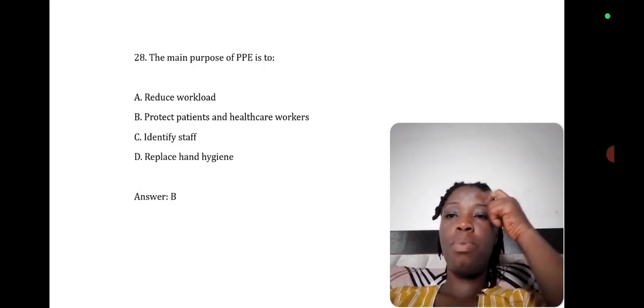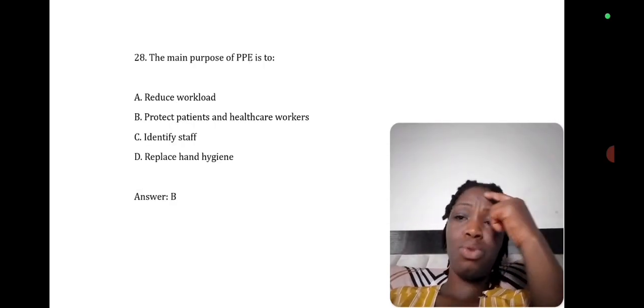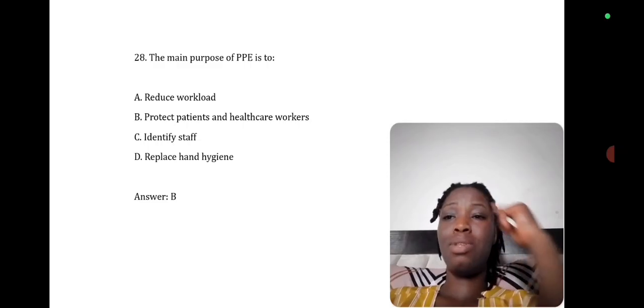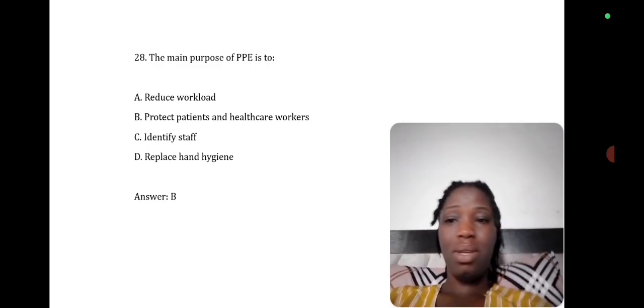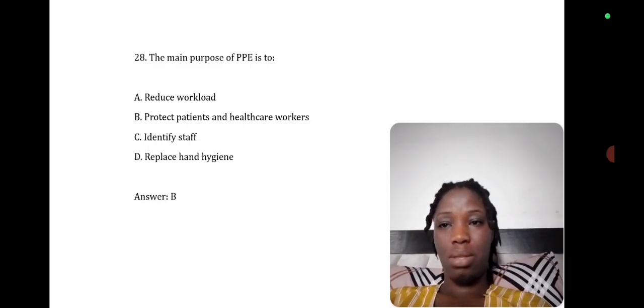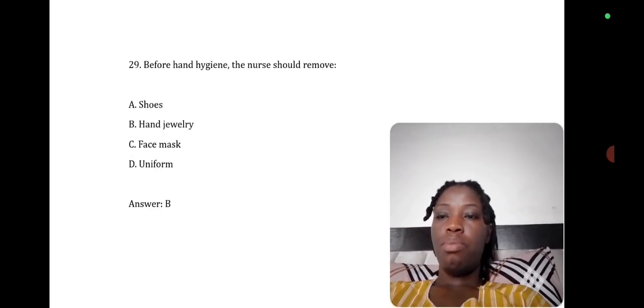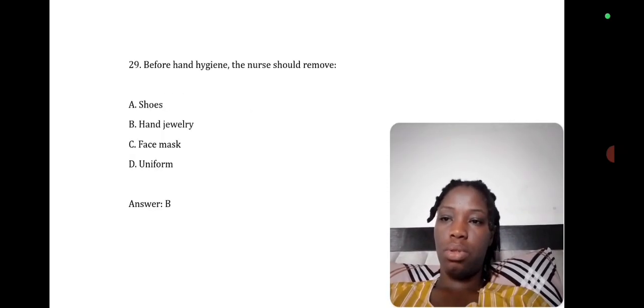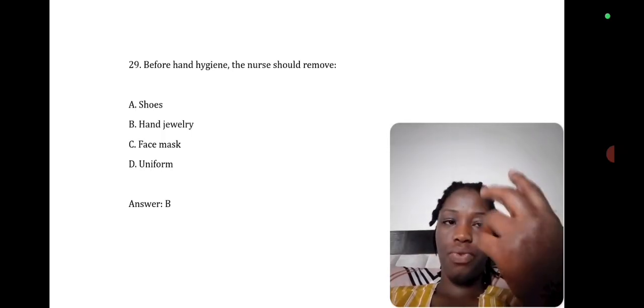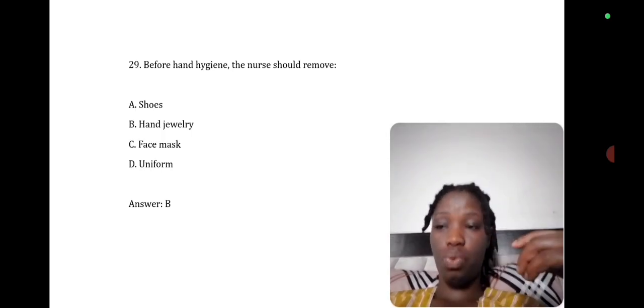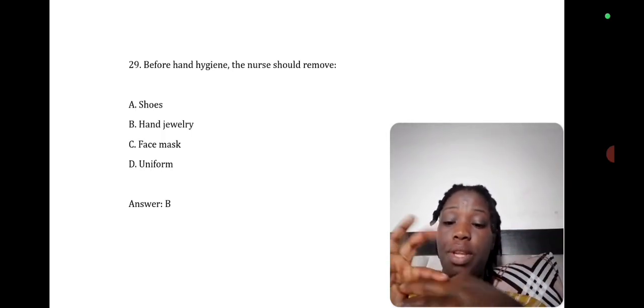Next question. They say the main purpose of PPE is to what? It is to protect everybody. It's also the main purpose of IPC, to protect everybody against infection. Before hand washing, the nurse should remove what? Anything you are wearing, you should remove, including rings. We know many of us still wear jewelry. They'll say it's a wedding ring.